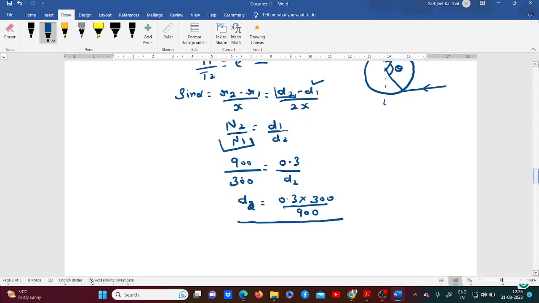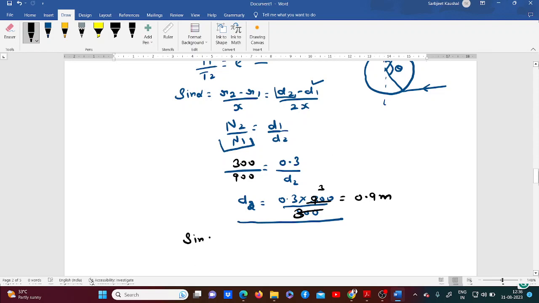Sorry, here the value of n1 is just a little mistake from my side. I will just erase this. Here n1 is 900 and n2 is 300. So the value of d2 came out as 0.9 meter. So we put this value in this equation.